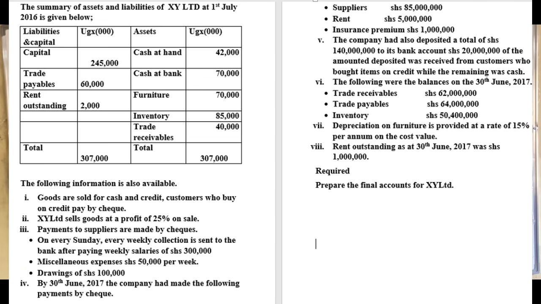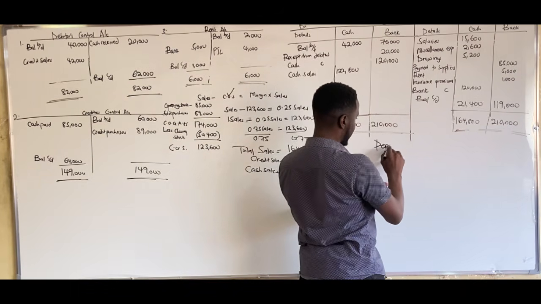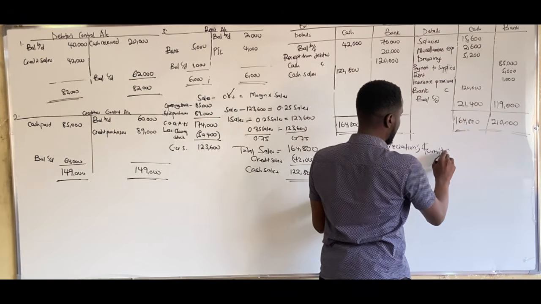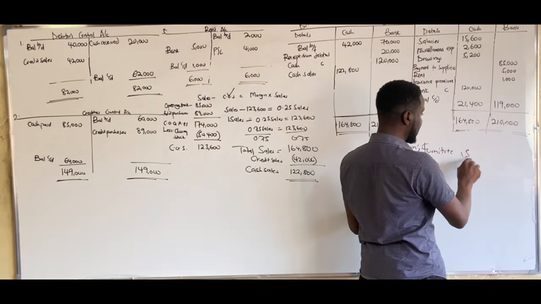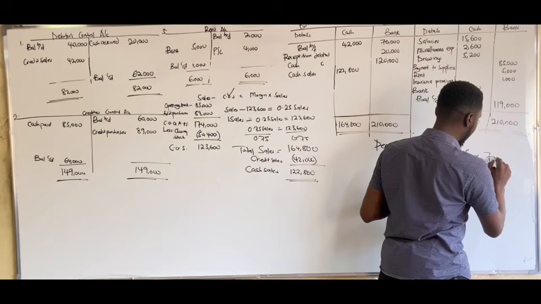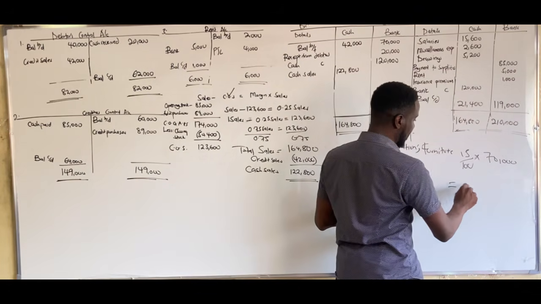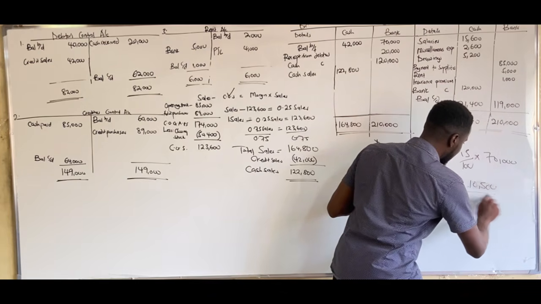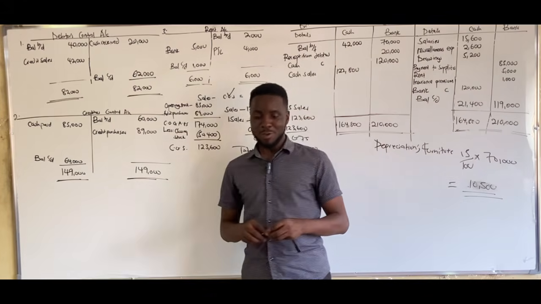And the answer that we have in the question is, if you check back in the question, they told us that depreciation on furniture is provided at a rate of 15% per annum on cost. Now, the depreciation that we have, it is on furniture. And now they told us that we are applying 15% on cost. So that means we get the cost, which is 70,000. And once we do it, we are going to get 10,500. That's the depreciation charge that we have on furniture.